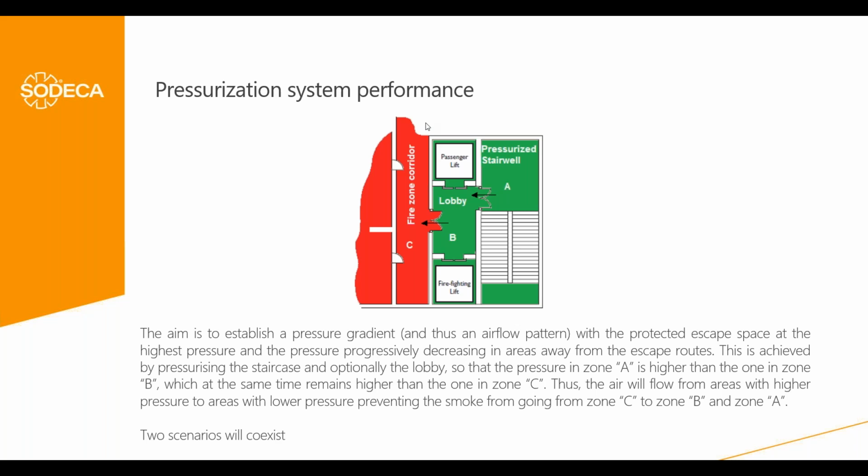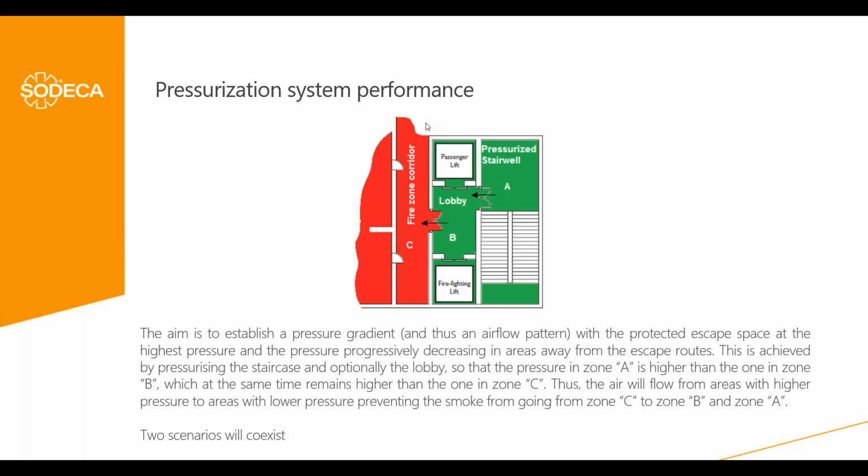So the aim, as I mentioned, is to establish this higher pressure in the protected space. The green part typically comprehends the staircase and can also include the lobby and also the lifts, both passenger or firefighter lifts, depending on the requirements for each country and the national regulations. It will be indicated if the lobby and/or the lift has to be also protected, but in all the cases the staircase has to be protected.